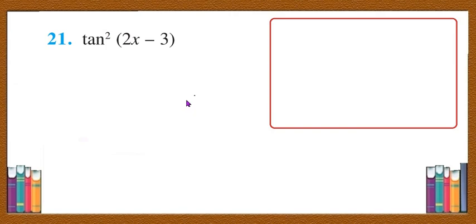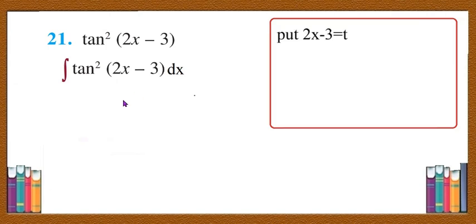Dear students, I'll continue with the problems from exercise 7.2 on integration. Question number 21: you have to evaluate the integration of tan square (2x minus 3) with respect to x, that is, integration of tan square (2x minus 3) dx. Here the suitable substitution is 2x minus 3 is equal to t.